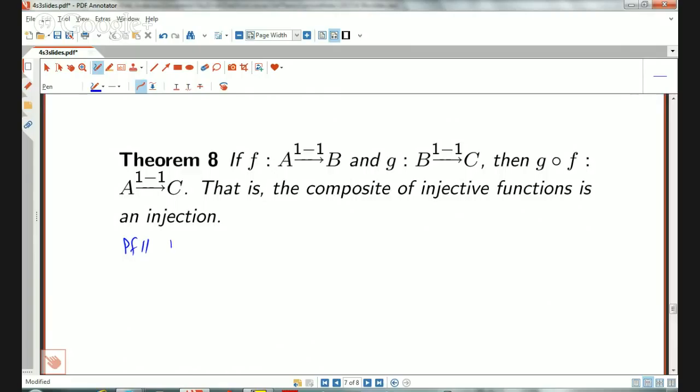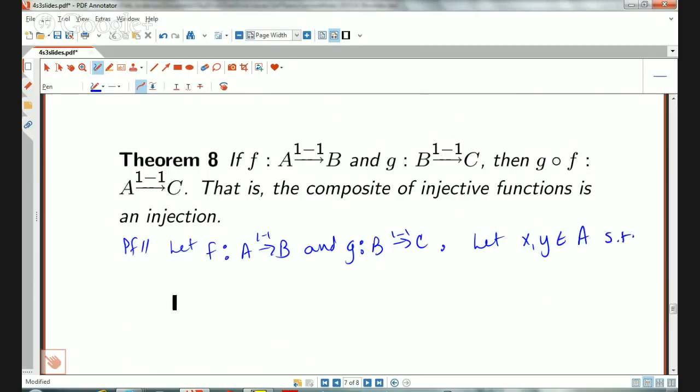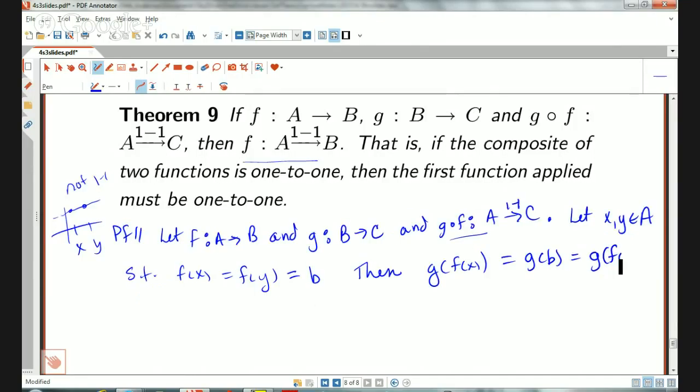What's the hypothesis? And we want to show that G composed of F is 1-to-1. So show 1-to-1. Yeah. Let X and Y be in A such that G composed of F of X is equal to G composed of F of Y, correct? Because G is a function.